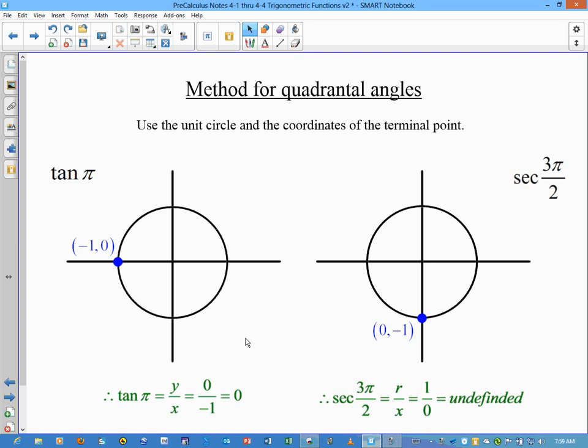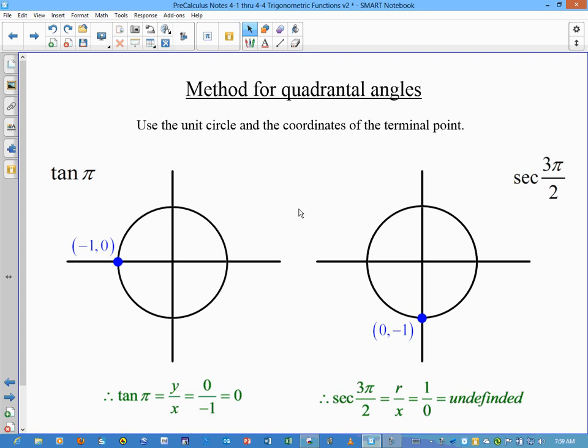As a matter of fact, tangent would be undefined at pi over 2 or 3 pi over 2 as well. So you want to be careful with that. You do have spots where the trig ratio can be undefined.